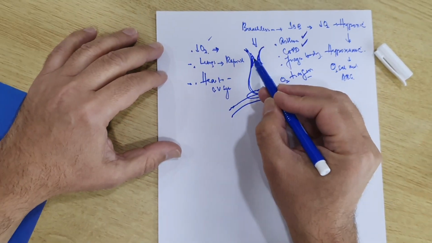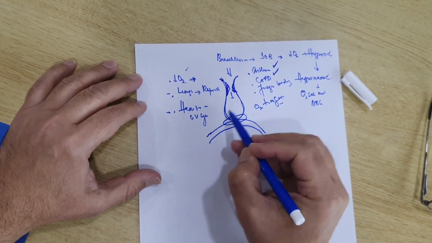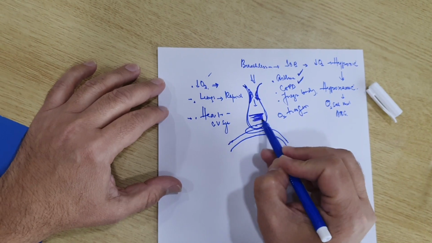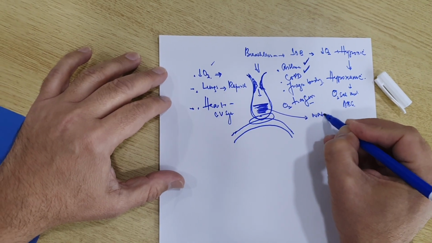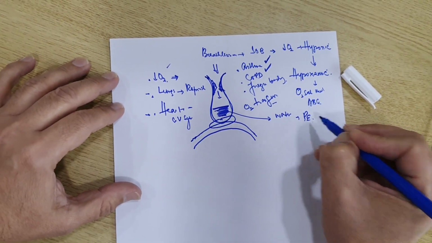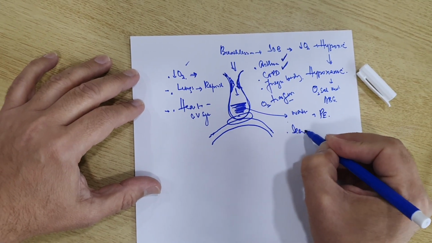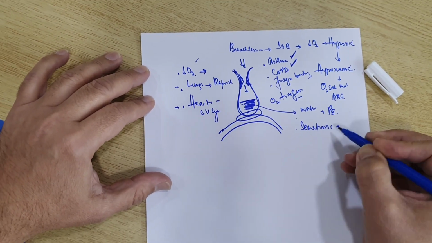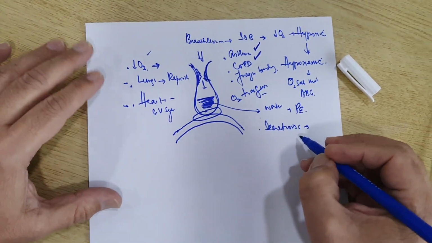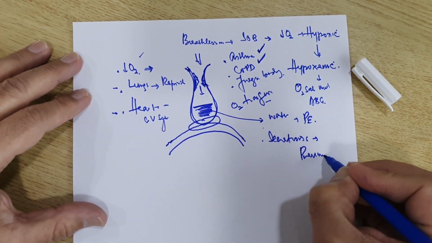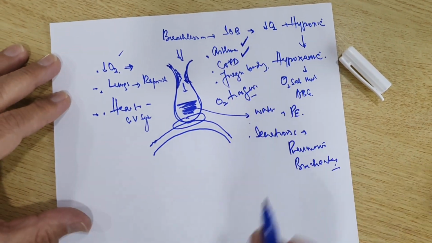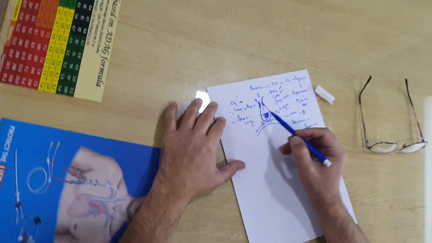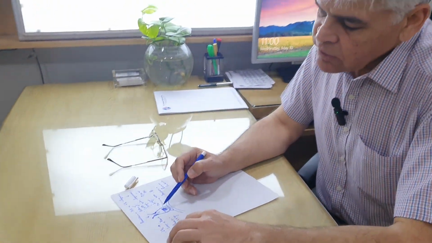The second possibility is that there is a problem down here, and that means this area is filled with some kind of fluid. Either this is filled with water, as in pulmonary edema, or it is filled with secretions, as you see in bronchiectasis or pneumonia. So either there is fluid or there are secretions. And this can be diagnosed when you auscultate the patient, as you will find crackles in the chest.